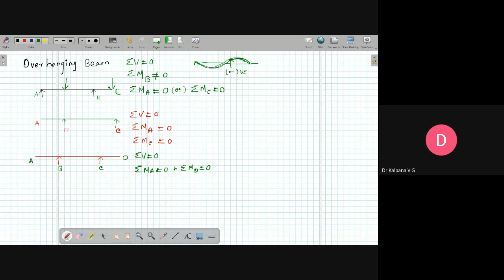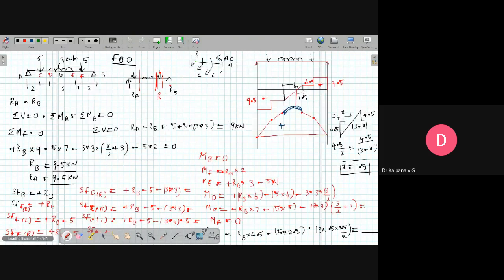Yes, this is the point which we need to consider while solving an overhanging beam, that is to find the reactions. And there is another important point: the point of contraflexure. In the case of a simply supported beam, one point is where the shear force changes its sign, and there the maximum bending moment occurs. That is an added point compared to the cantilever beam, which we need to calculate. The shear force diagram will definitely change from plus to minus.